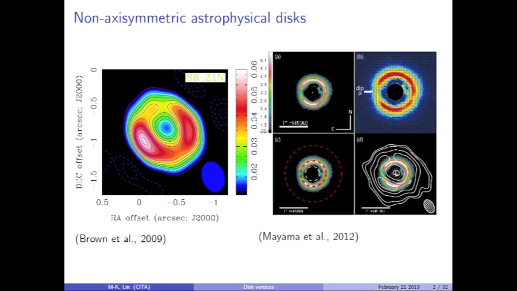These are observational images of transitional disks. So these are disks which have holes in them. And the feature I want to point out here is that these disks do not appear to be axisymmetric. So in these examples here, we see these blobs around the disk, and also in this image here. So I think it's important to understand the origin of these structures and possible implications on the disk evolution and planet formation.